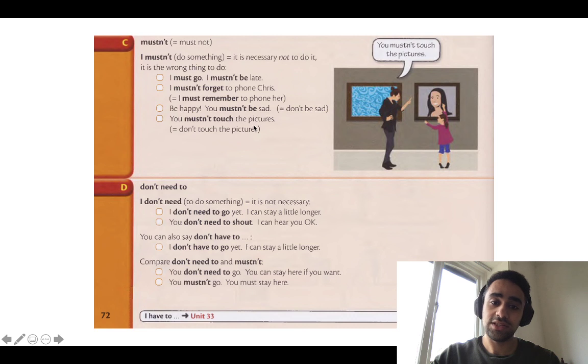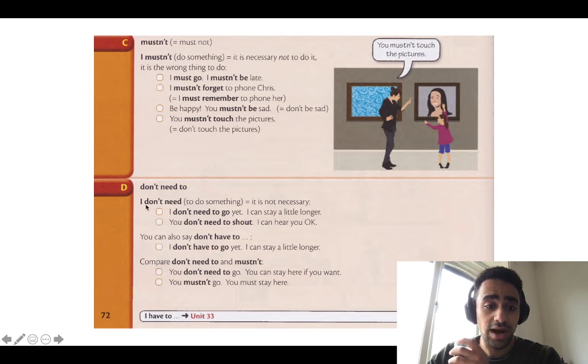You mustn't touch the pictures. You can't touch the pictures. Do not touch the pictures. What I was talking about is, if we want to say you don't have to or you don't need to, we don't use mustn't. Sorry, I'm a bit sick and I got confused.